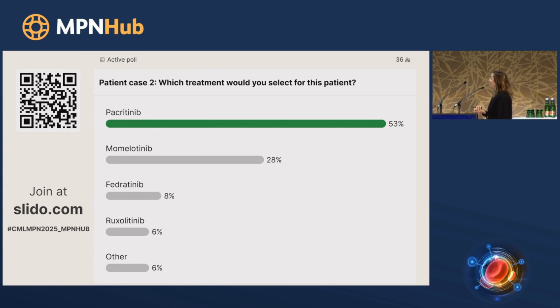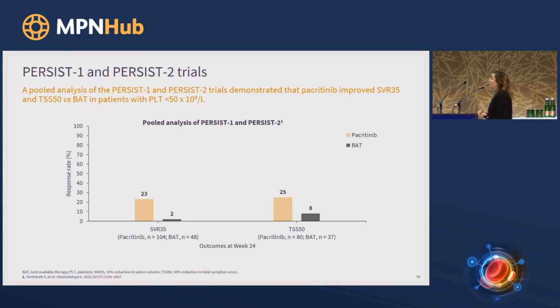Okay. Half of you decided to choose pacritinib, and we know that in severe thrombocytopenia, ruxolitinib and fedratinib cannot be used. As regards pacritinib, the pooled analysis of the PERSIST trials demonstrated an effect of pacritinib in terms of SVR35 and reduction of symptoms, achieved in about 20% of patients compared to control groups.